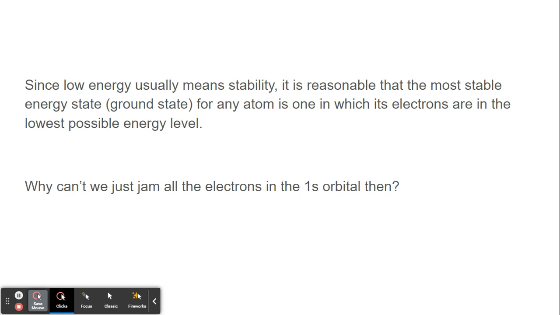Since low energy typically means stability, it's reasonable that the most stable energy state, the ground state, for any atom is one in which the electrons are in the lowest possible energy level. We want those electrons at their most stable state to be in the lowest possible orbital. But we can't just jam all the electrons into the lowest orbital, the 1s orbital. Remember that all of these electrons have a negative charge. They're repulsed by one another. You can't just jam them all into the same space.